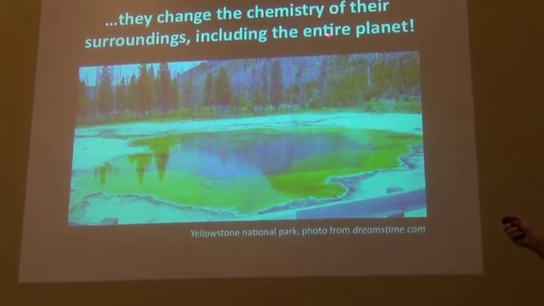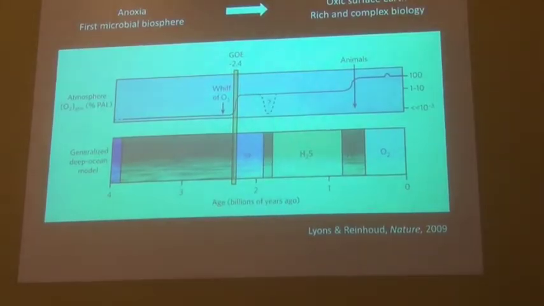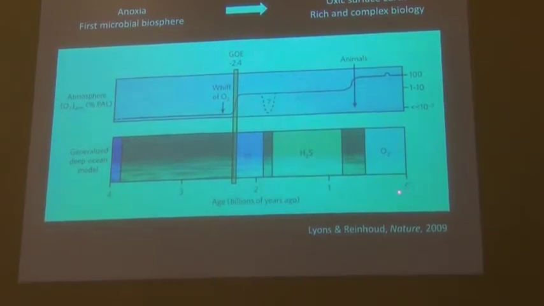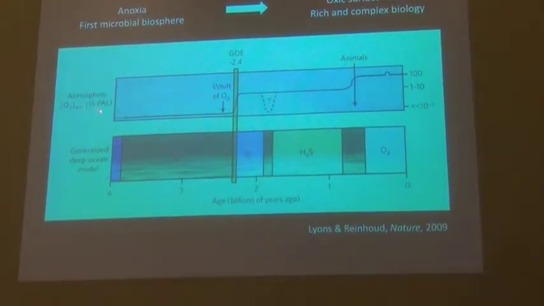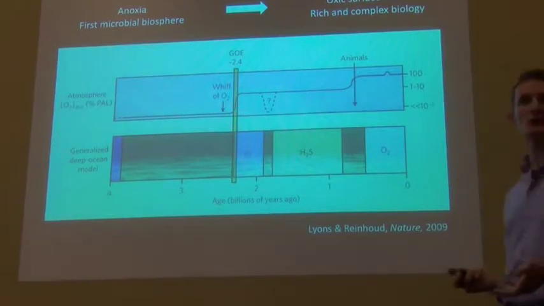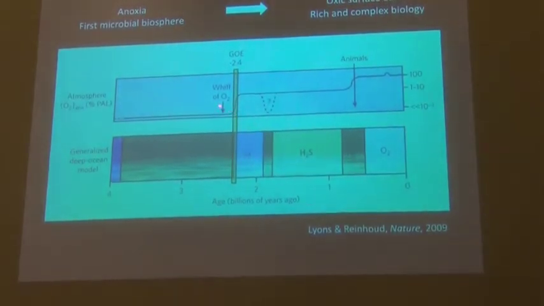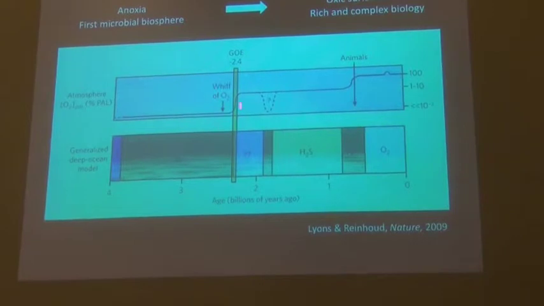And they can also change the entire planet. And this diagram shows time across the bottom. Here's 4 billion years ago, here's today. And this is what we have in the atmosphere. This is oxygen. And this is percentage of present atmospheric level. So this is today's oxygen level. And if you go back in time, you see that the oxygen level goes down. And at the beginning on Earth, we had no oxygen in the atmosphere. And the reason we have oxygen today is because bacteria started to make it around this time.